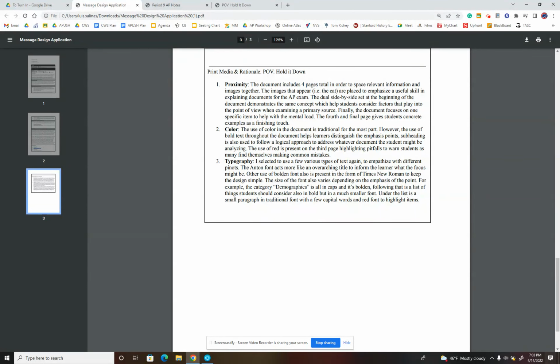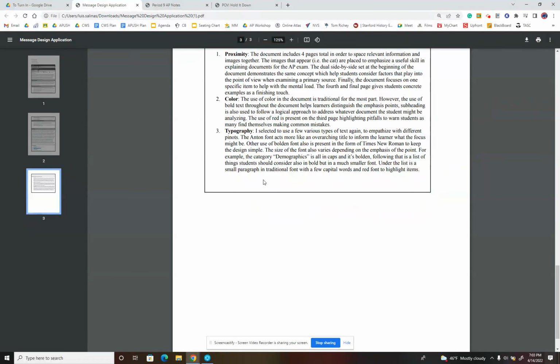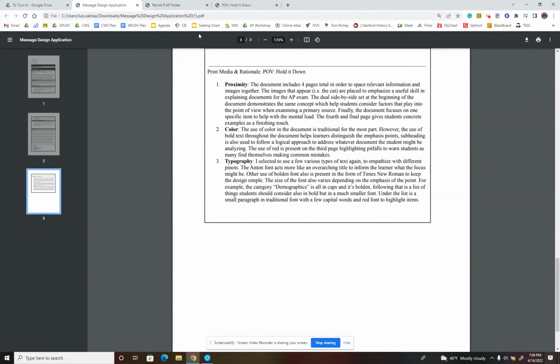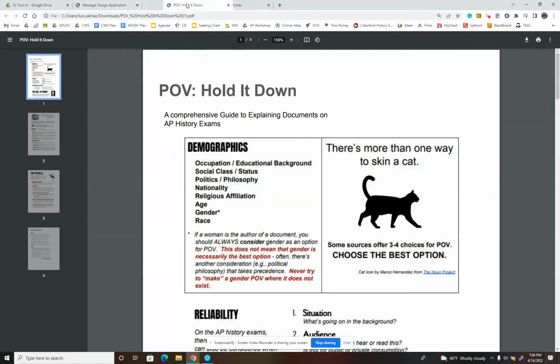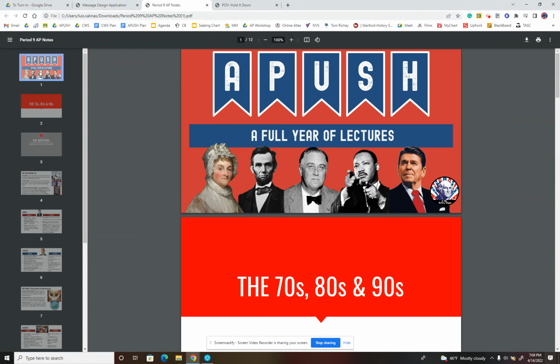Topography, again, I'll show that in just a moment. But again, I use various text alignments. I use different font sizes to try to emphasize certain areas. I used various types of them, and hopefully this flows nicely with the actual presentation. Here is the Google slide presentation.